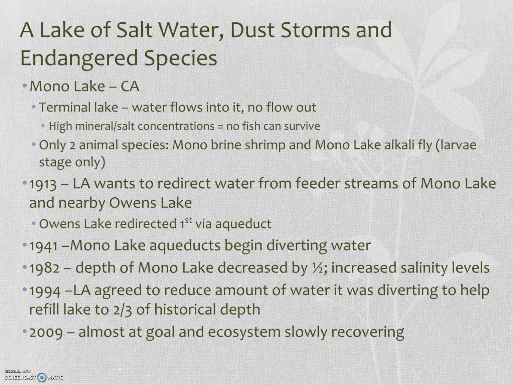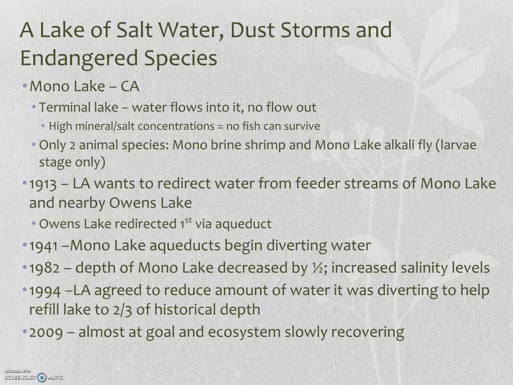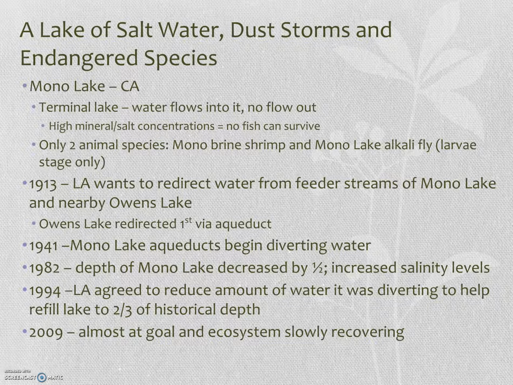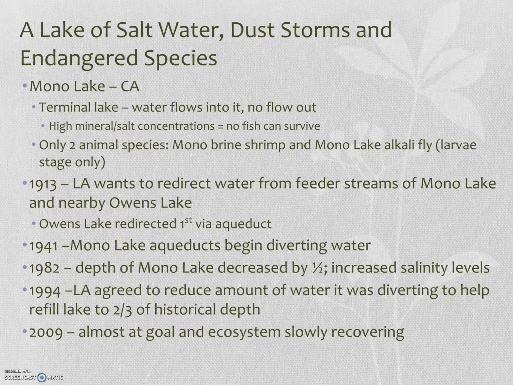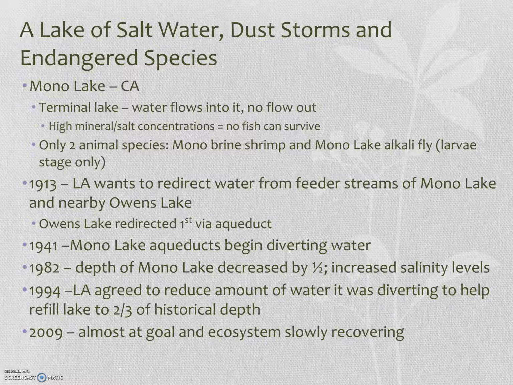LA in 1913 planned to redirect the water, and it did, so that they could harvest more of this fresh water that was going into it. And Owens Lake dried up, which was near Mono Lake. It became the largest source of wind-blown dust, and in 1982 the salinity of the lake doubled and the volume of it halved. In 1994, there was litigation led by the National Audubon Society because the birds were no longer having a food source to stop over at on their migratory trail.